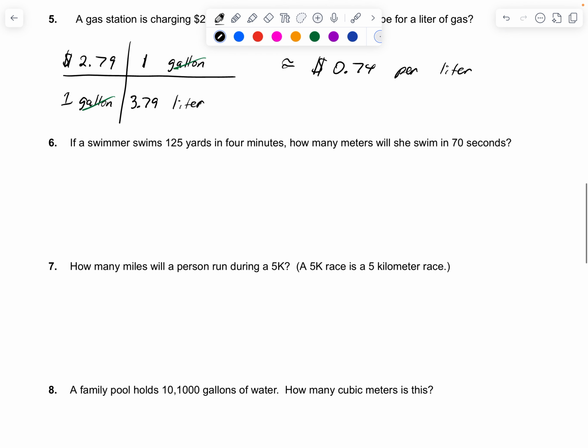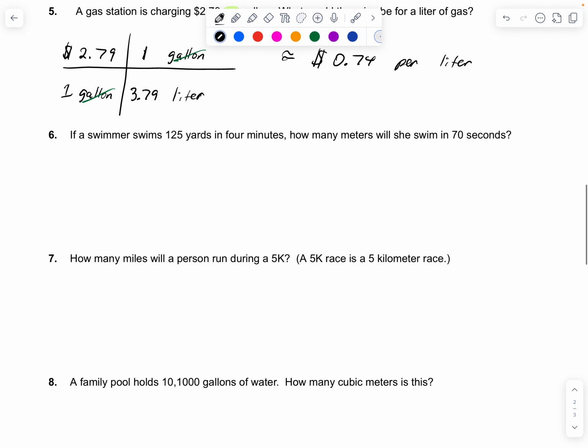All right, let's do number 6. Number 6 says a swimmer is swimming 125 yards in 4 minutes. All right, so I'm going to write down 125 yards per 4 minutes. Okay, and we're trying to figure out how many meters she will swim in 70 seconds.